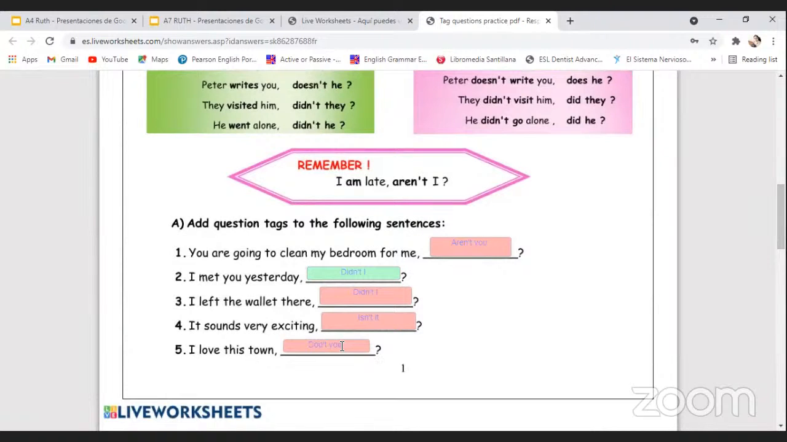Don't I? Why? Because we have to copy the same subject. If I'm asking with I, here I have to write I. You read I, and here you wrote I. Okay, this is for the subject. I love this town, don't I? It's like you're asking to yourself. So 1, 2, 3, correct.